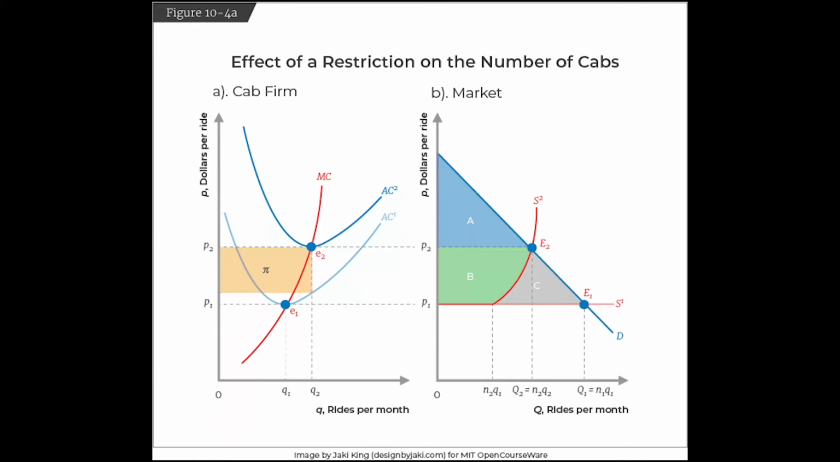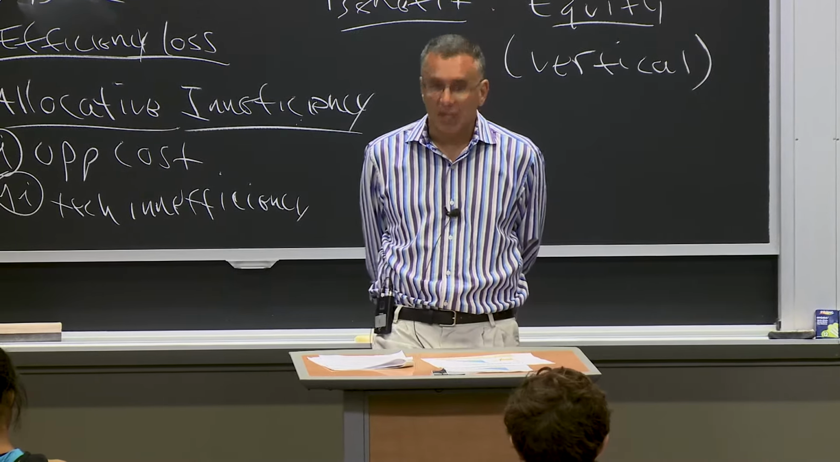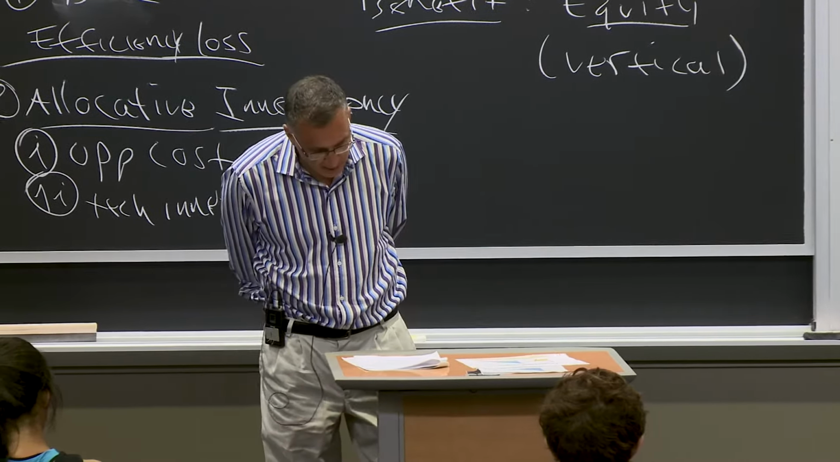Now we shift to the left. At that price P1, we know that each firm will choose to produce little Q1 rides, because that's where price equals marginal cost equals average cost. Now we go back to the right. If each firm's producing little Q1 rides, and you need big Q1, then there must be N1 firms. Okay? Questions about that? That's the initial equilibrium.